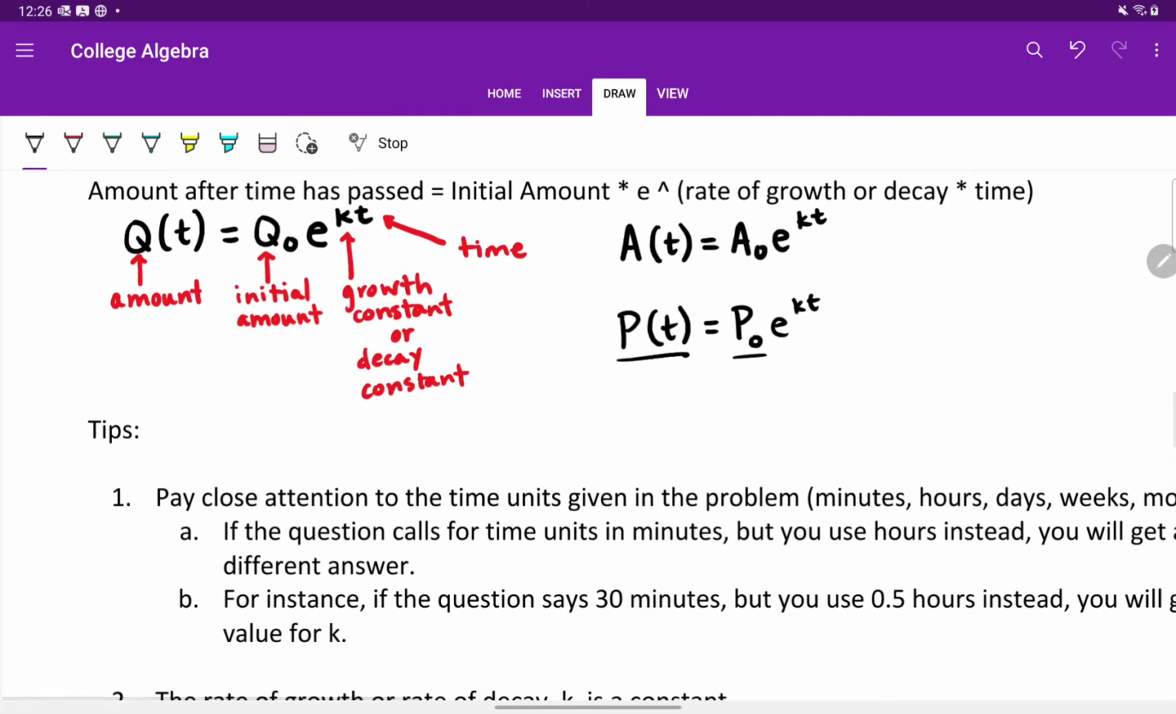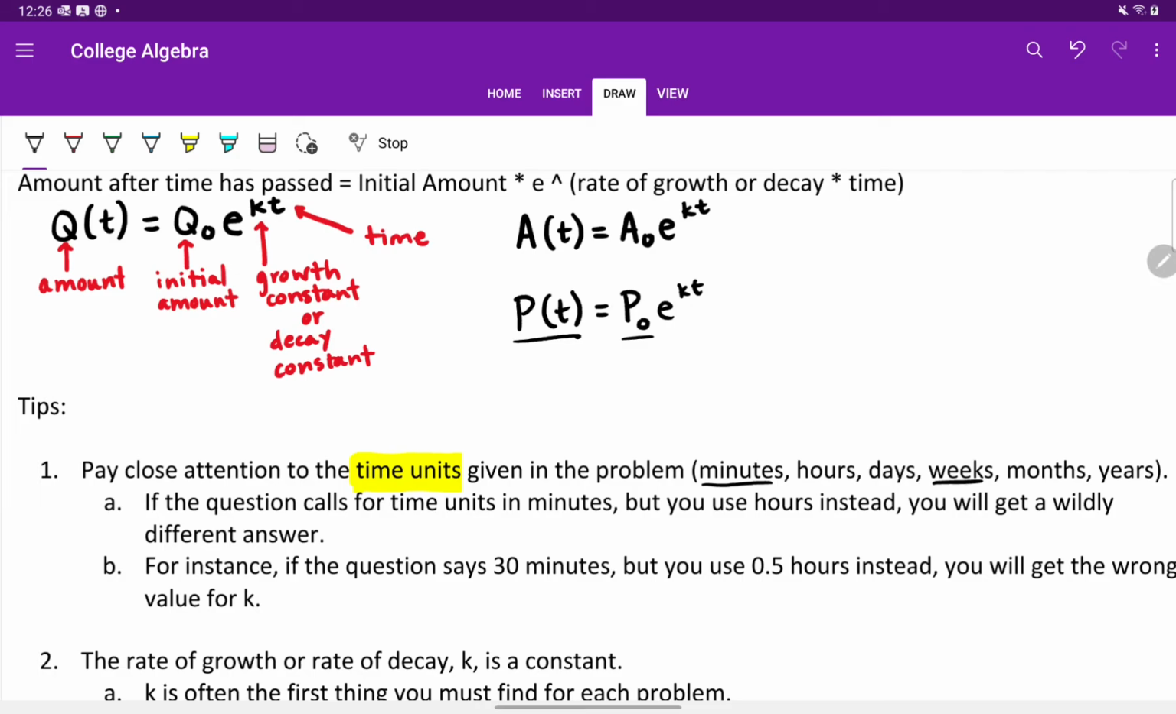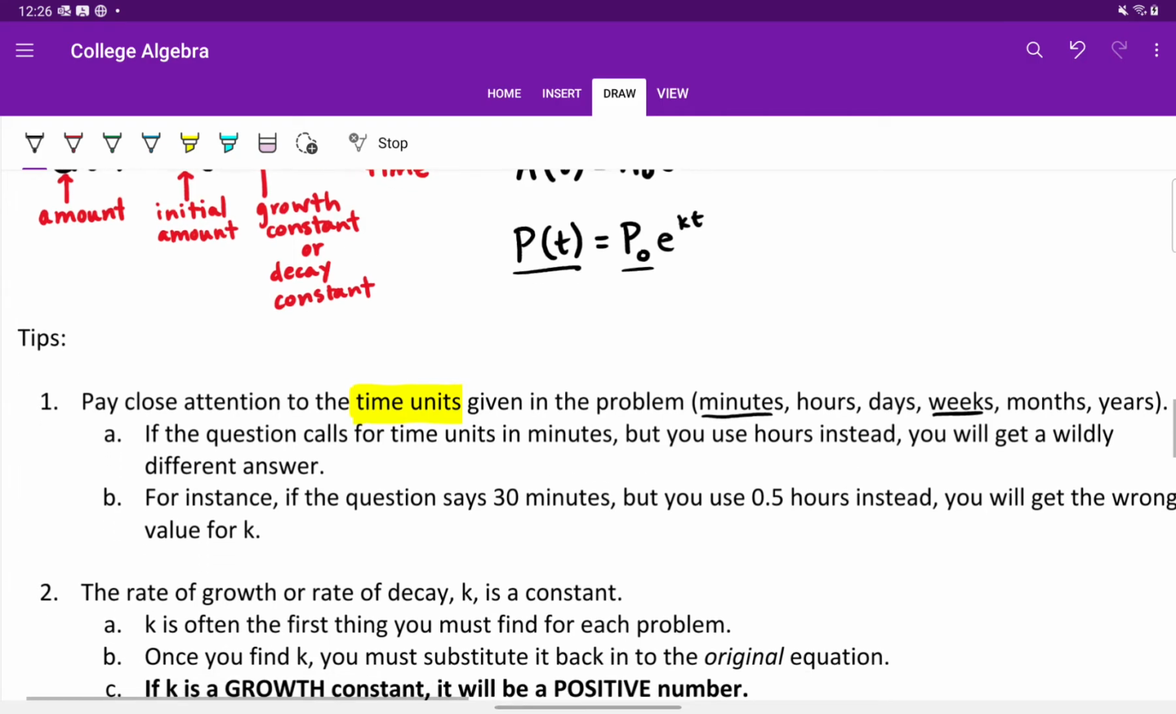All right, so here are some tips for you as you do these types of word problems. Pay close attention to the time units. If the problem deals in minutes, you need to use minutes. If the problem deals in weeks, you need to use weeks. If you don't use the same units, you will get the wrong answer. So pay close attention to the type of time units that they use in the question itself.